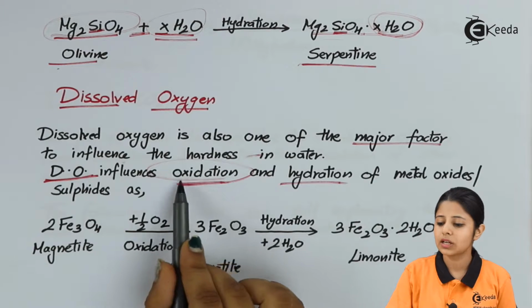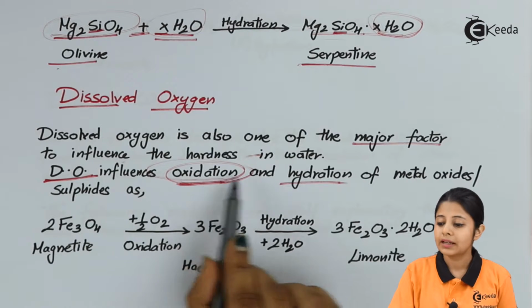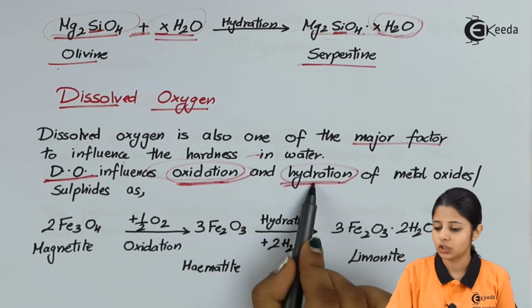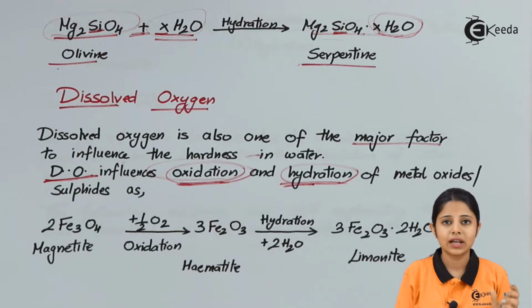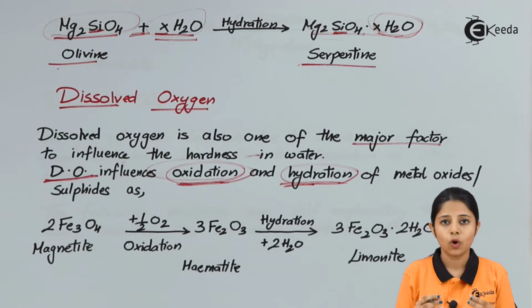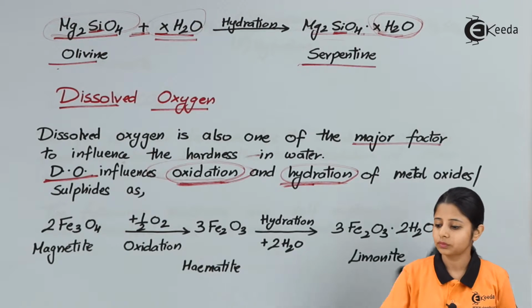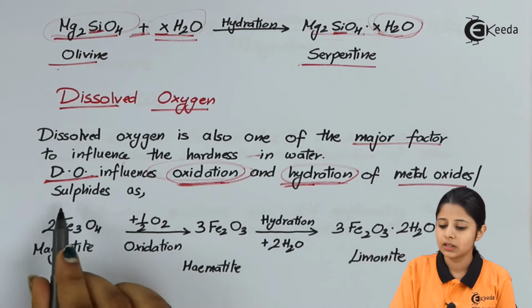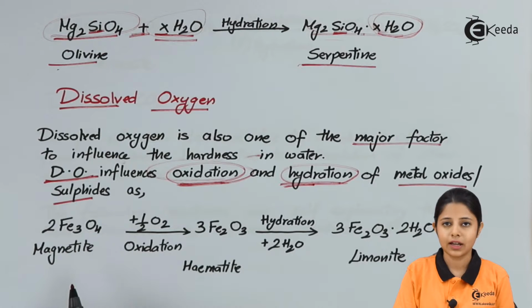So the first process that happens over here is oxidation, and the next process that happens is hydration. If I have an oxidized compound, that oxidized compound can go and attack water molecules and get the process of hydration. Over here also there are two processes. The first is oxidation and the second is hydration of metal oxides, sulfides. And let us see the reaction over here.